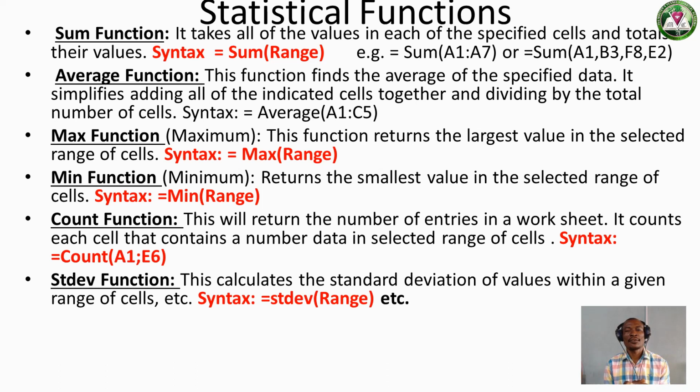Assuming you have values entered from A1 to maybe E10, you can say equal to max bracket A1 colon E10. You close the bracket. It will just return a single value that is the highest value among all the entries that you have selected. Then the next one is the min function. M-I-N, min function. Min is for minimum. And this function returns the smallest value in the selected range of cells. The syntax is also equal to min bracket range.